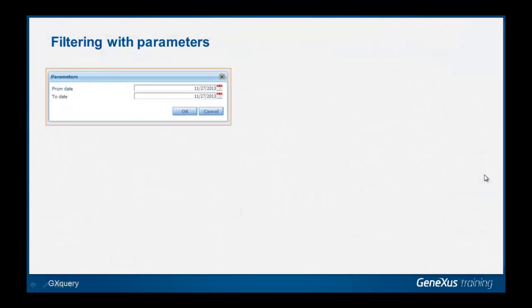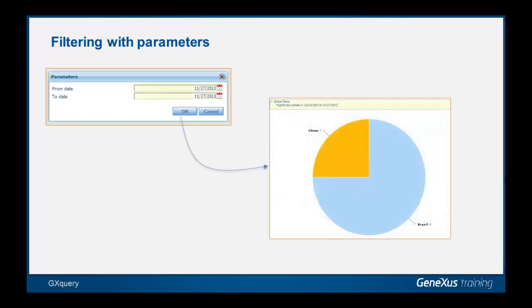To conclude, we should recall that it's possible to define filters with parameters so that the user may enter different values that will be considered as filters at the time of executing the query. For instance, we enter a date period and view the number of flights made per country in that period.